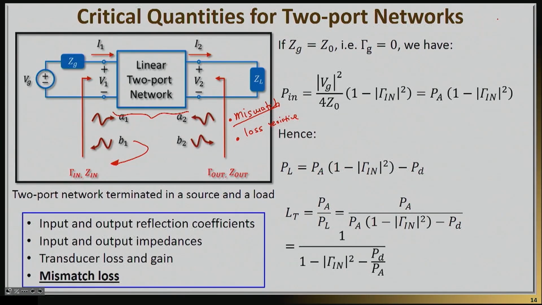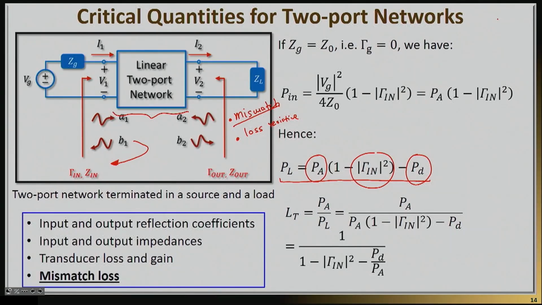If you do the calculations, and again, you will find this in my notes, you will basically find that this is the equation that will give you the power that goes to the load. The power that goes to the load, as you can intuitively expect, will be equal to the available power from the source times 1 minus gamma in squared. 1 minus gamma in squared is simply the reflected power fraction. So it is the power minus the reflected power, minus the power dissipated as resistive loss.